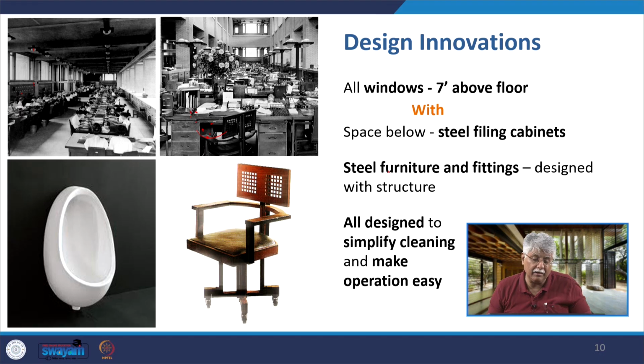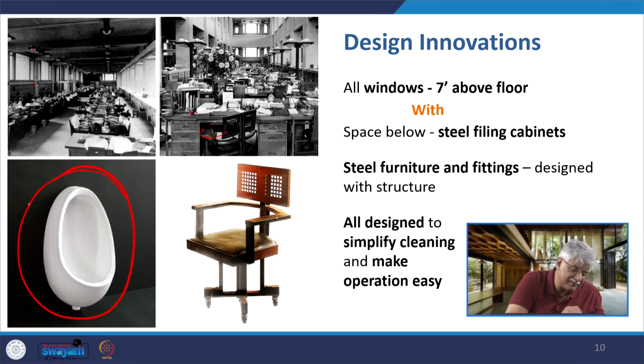So all design, whether it was to do with the windows or the filing cabinets or the furniture design, all designed to simplify cleaning and making the operation easy. He understood what is the need of an office building and he provided it. Now what did you see here? This is the last thing I will be touching upon. This is a wall hung men's urinal. The first person to design the wall hung men's urinal was Frank Lloyd Wright, and he designed it and placed it in the Larkin Building, and it turned out to be of great convenience.